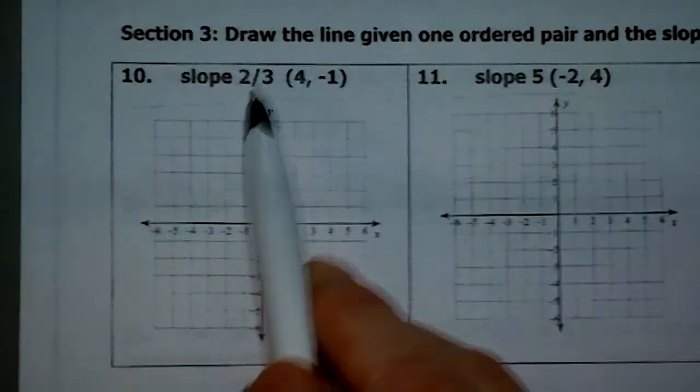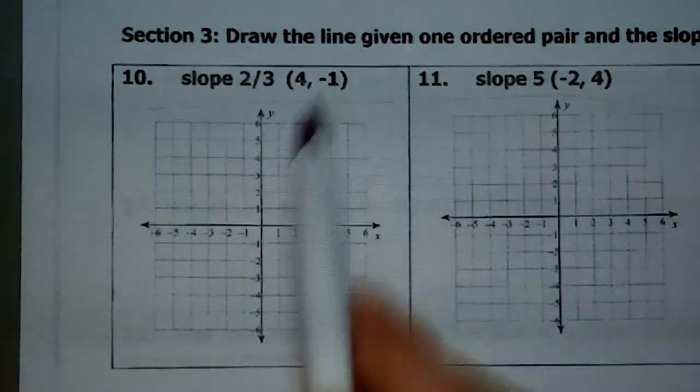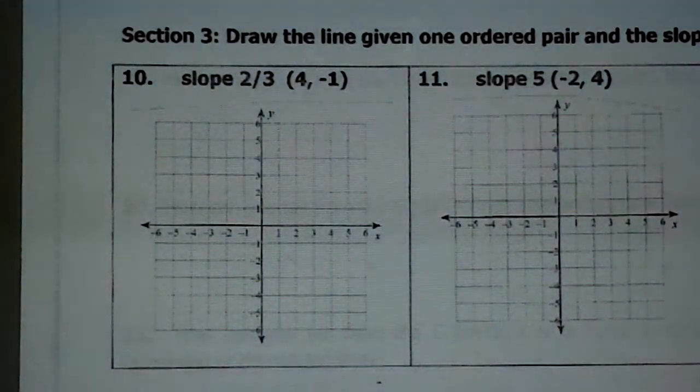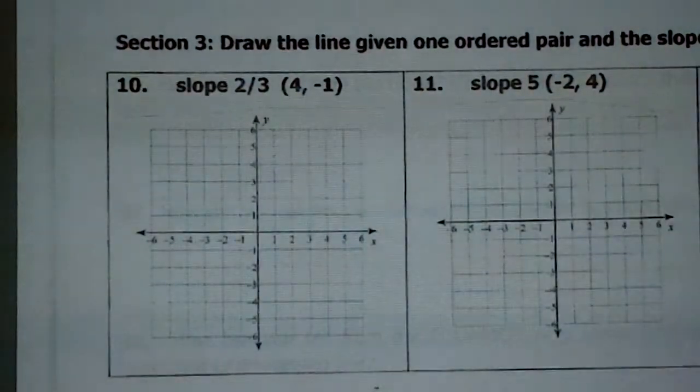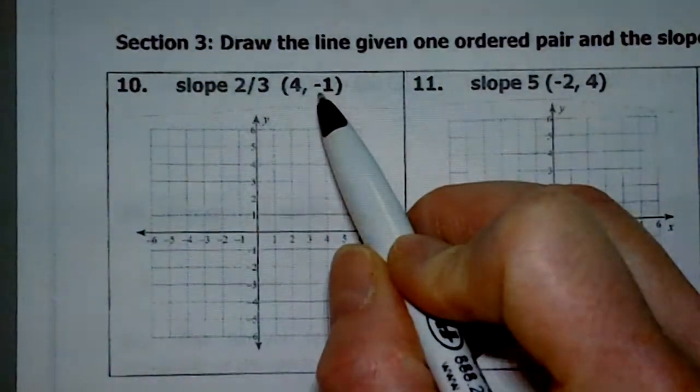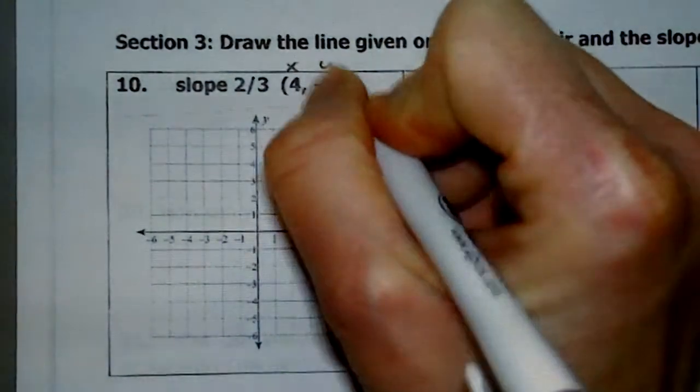So take a look. The slope is 2/3 and the ordered pair is (4, -1). When you get a problem like this, if slope is how you get from point to point, all you need is 1 point and then you'll know how to move. So step 1 when you get a problem like this is to plot that point. And remember, in an ordered pair, it's x, then y.